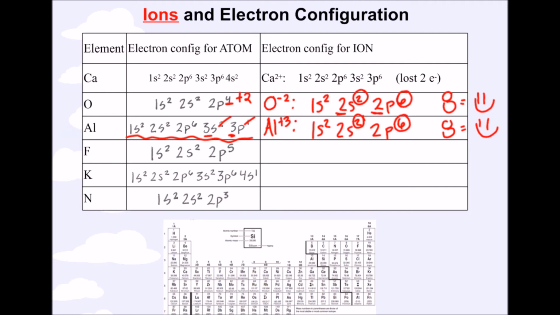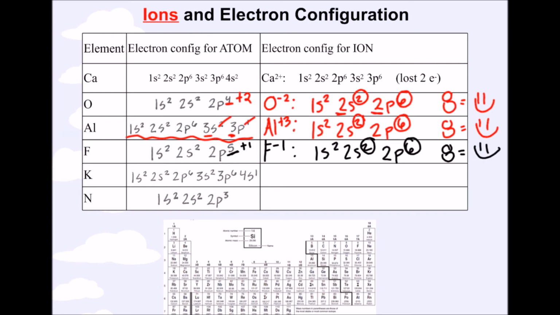So what's interesting is that these electron configurations for ions can be very similar for multiple atoms. Okay, and then we've got fluorine. So what does fluorine do? Fluorine is going to gain 1 electron. Right now, as a neutral atom, it ends in 2p5. So we've got 1s2, 2s2. When we add an electron, it becomes 2p6. This is interesting.